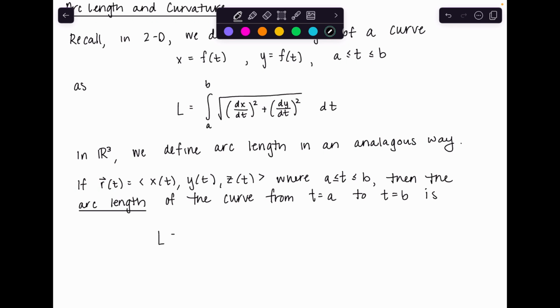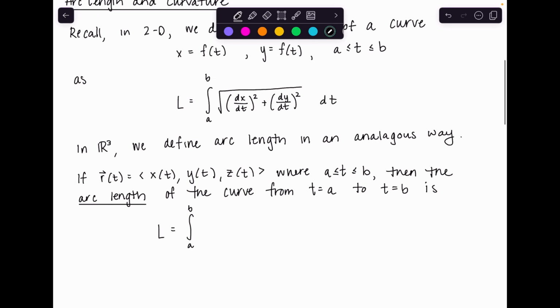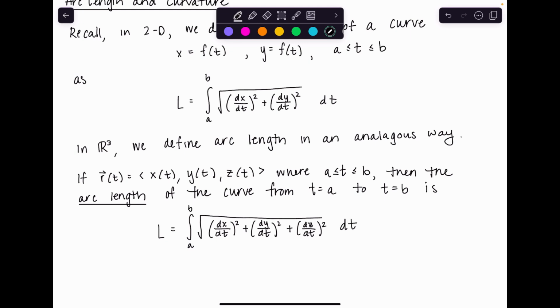The length is still going to be an integral, and we're going to integrate with respect to t. So our bounds are going to be from a to b. And then when you extend that distance formula, you're able to rearrange things nicely. You get the square root of dx dt squared plus dy dt squared plus dz dt squared, integrated with respect to t. Okay, so again, very nice extension of what we learned in 2 dimensions.